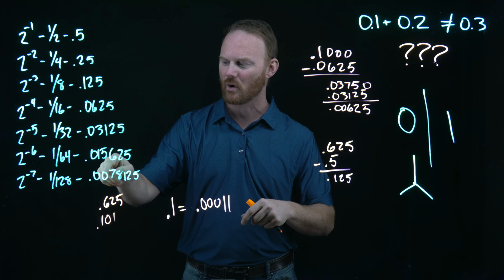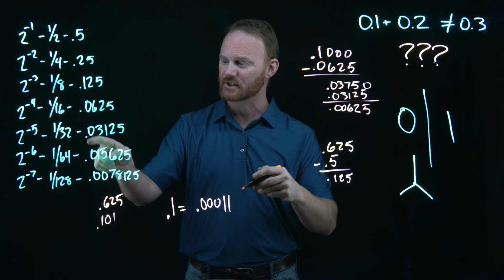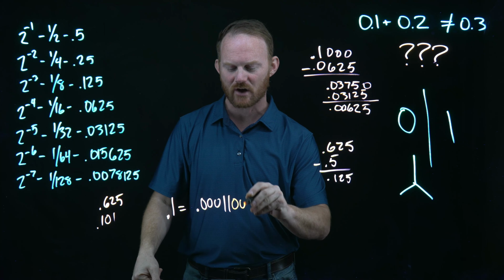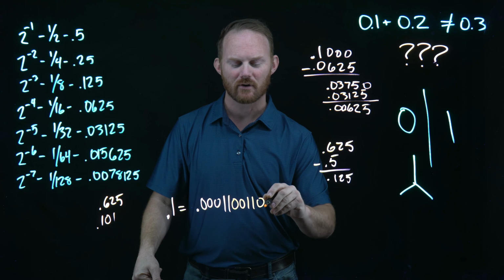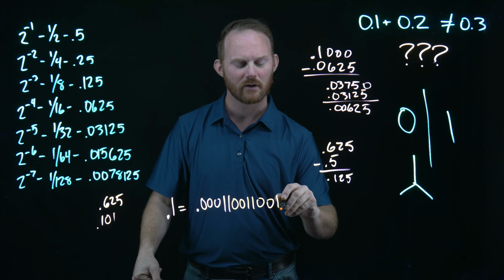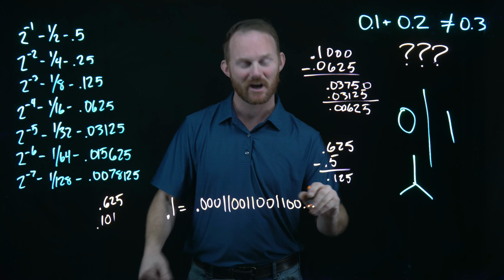These are all too big. So the last one we used was this one. We've got 2 more zeros, and then I'll just tell you, we have another 1, and another 1, and then a 0, and a 0, and another 1, and another 1, and a 0, and a 0, and I'm just going to do dot, dot, dot.